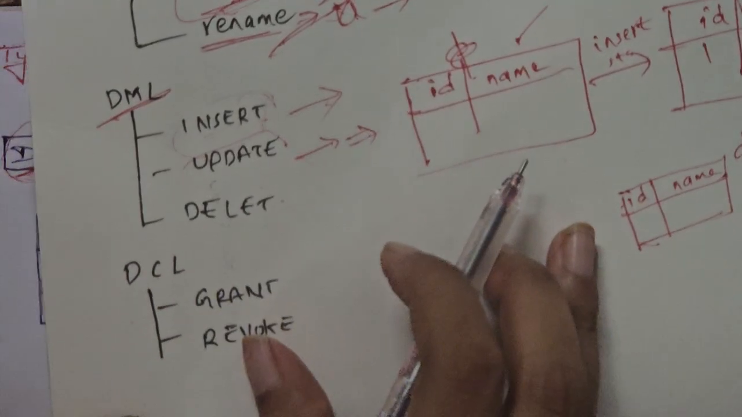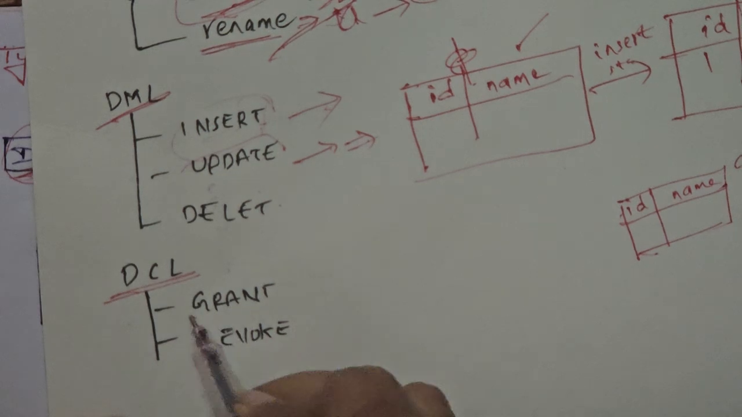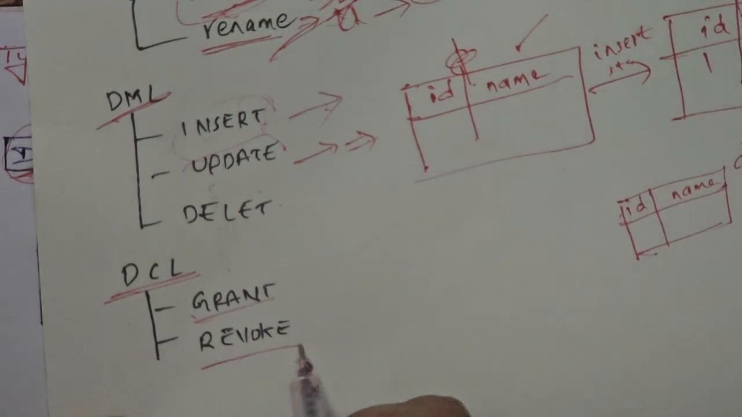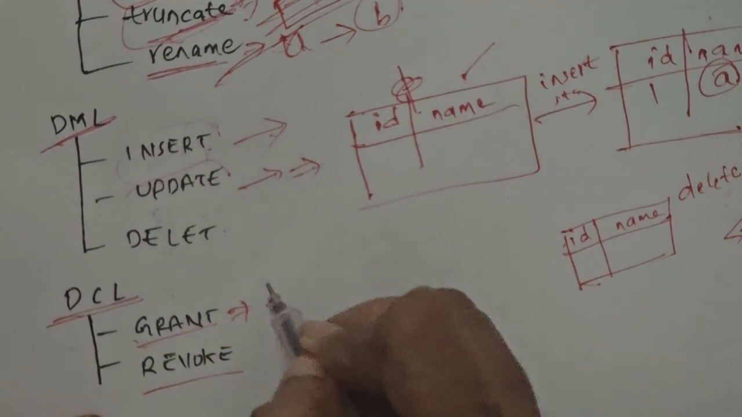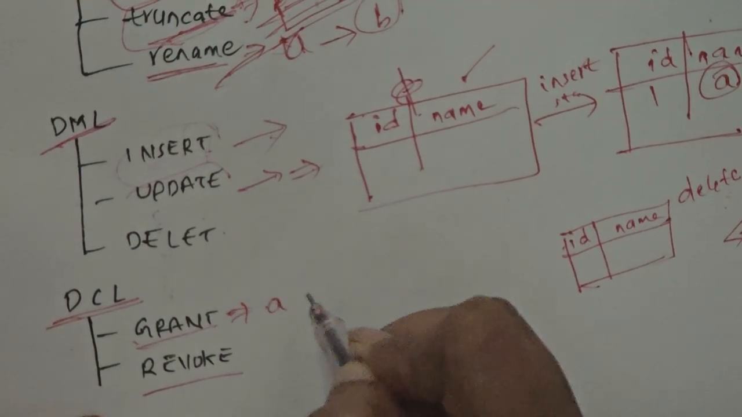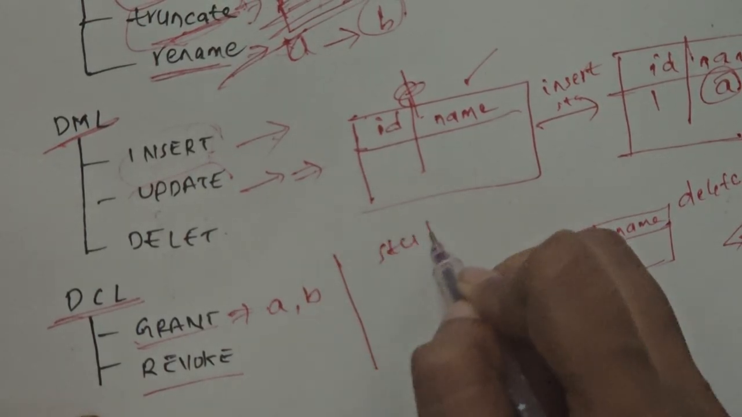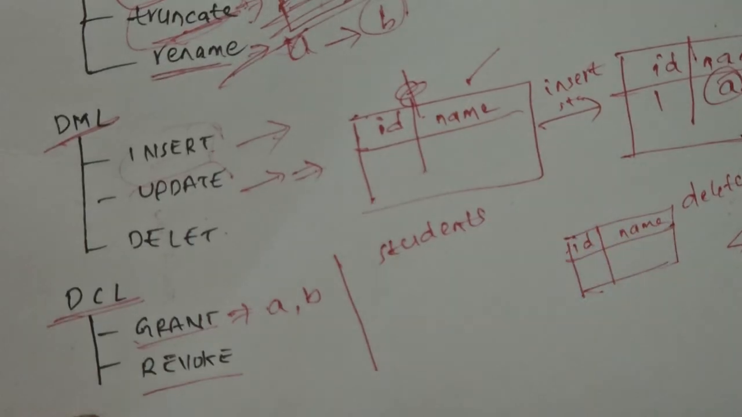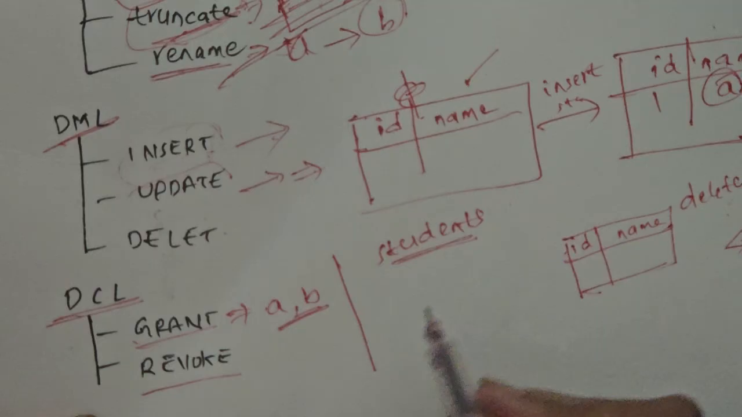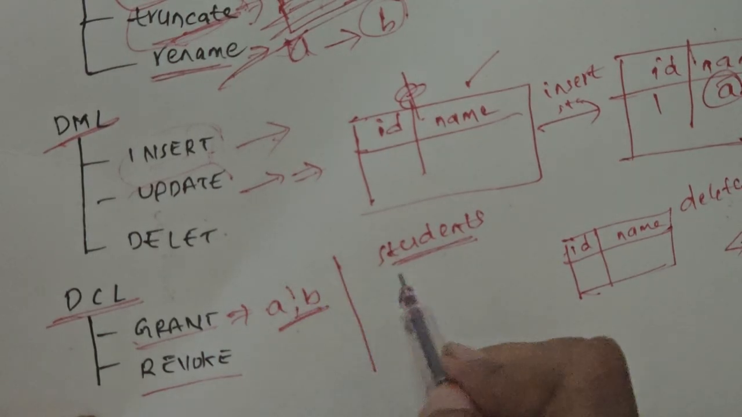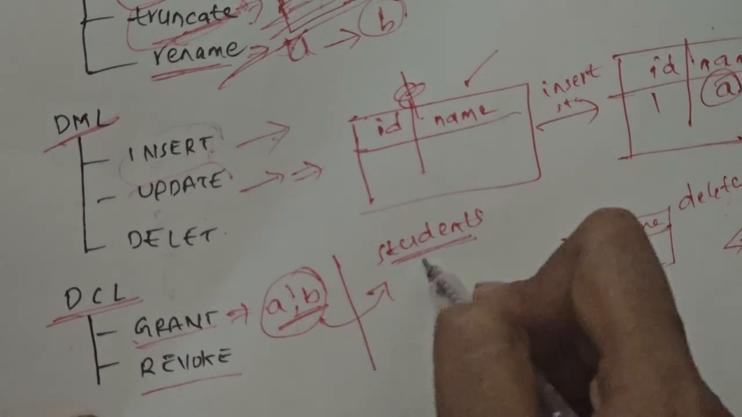Then coming to the next commands, data control language. In the data control language, we are having grant and revoke. If you want to provide some access, let's say we have some users A, B. Then we are having the table students. Let's take the same example for understanding purpose. If these two users want to access this particular table, then you have to grant access to these users to access this table.